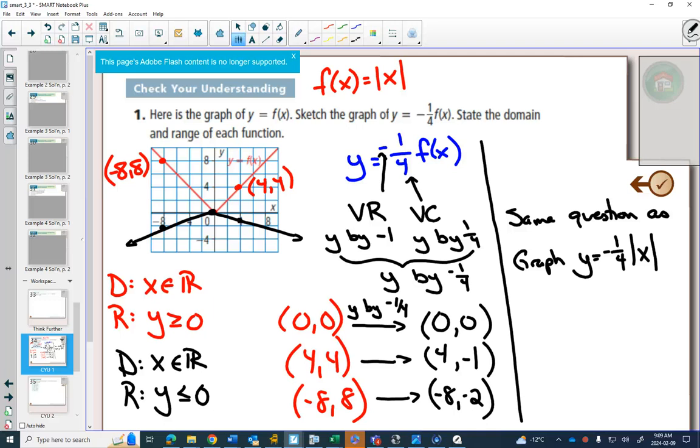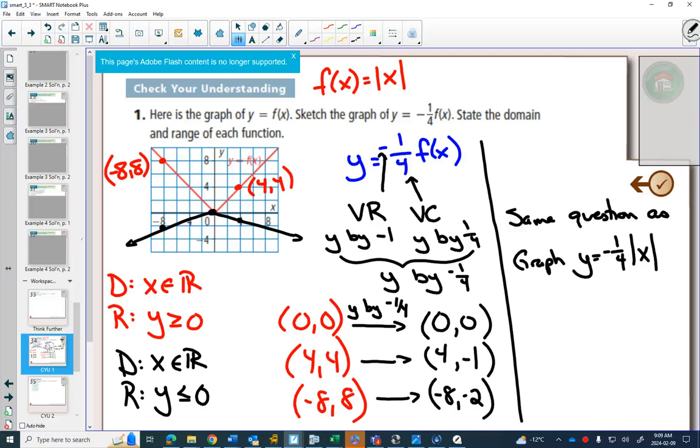And then you'd have to say, I know absolute value of x looks like this. I know these 3 points are on that graph. -1/4 is out in front, vertical reflection, vertical compression. I'm multiplying my y values by -1/4.